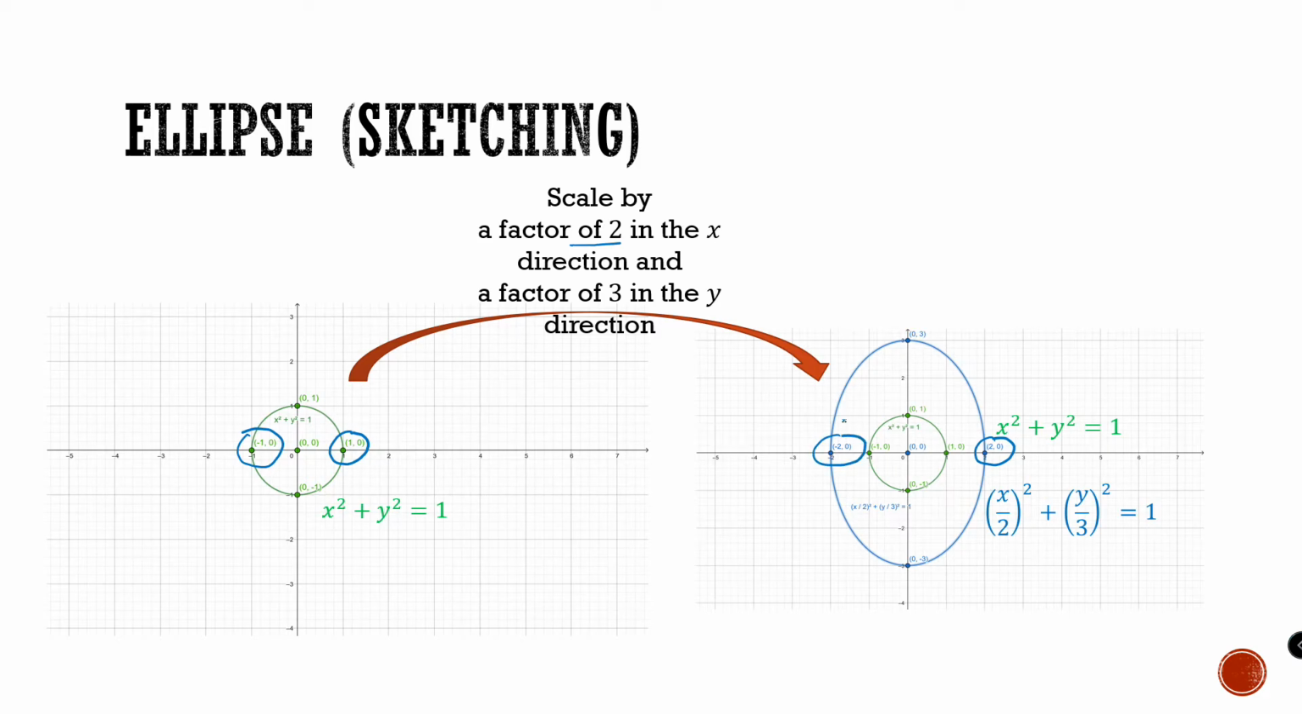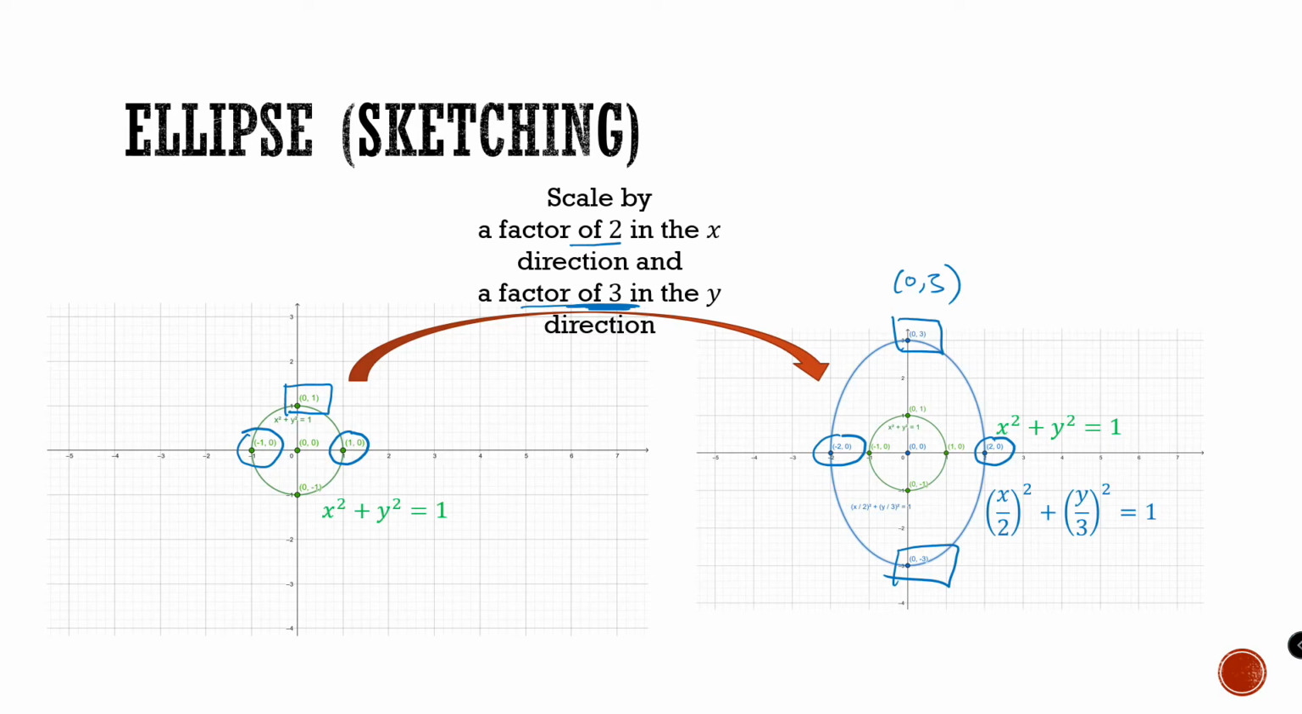Same for the highest point. Highest point is 0, 1. Now it will become 0, 3, simply because you scale by a factor of 3 in the y direction. Same for the bottom. So just take note of these 4 points. You don't need to sketch the blue graph. You just need to take note of the 4 points, right?